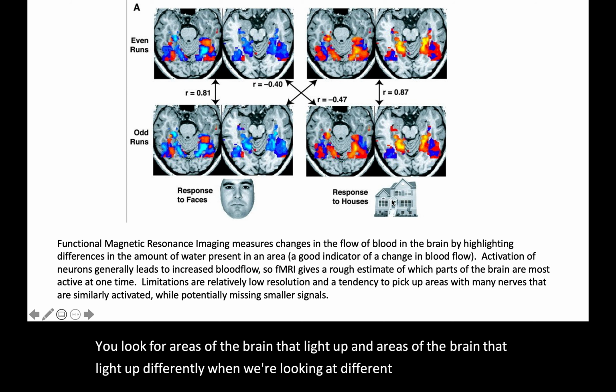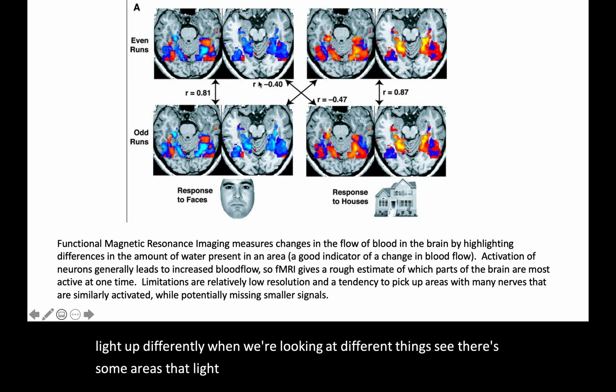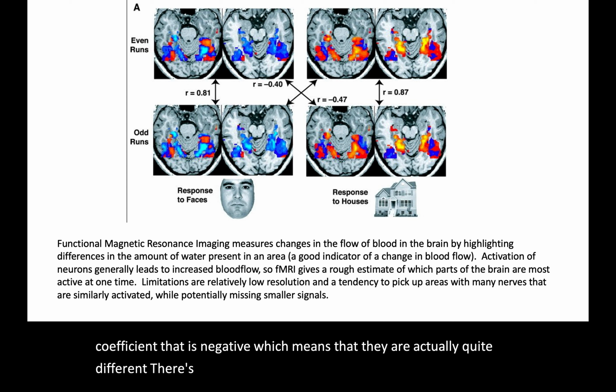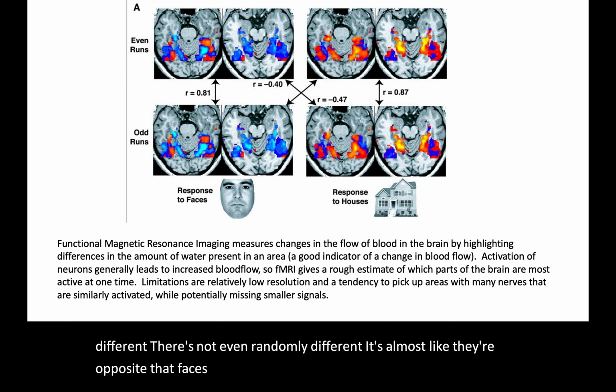There are some areas that light up similarly, but over here we've got a correlation coefficient that is negative, which means that they're actually quite different. It's not even randomly different. It's almost like they're opposite, that faces and houses provoke very strongly different responses. So that's kind of neat.